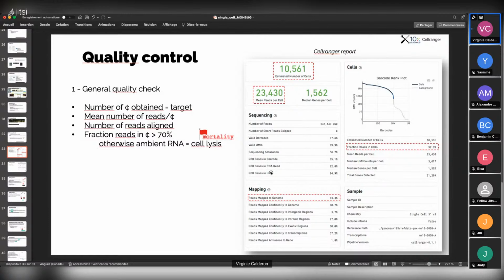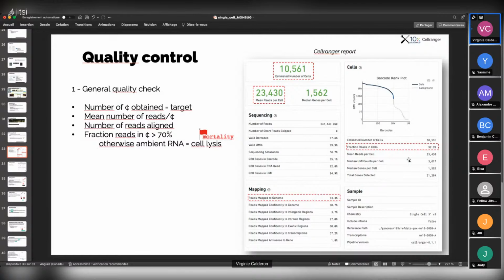Also, for the mapping, as I told you, they use the STAR software for mapping to the reference genome. You need to check how the reads align to the reference. Here, more than 90% of reads align to the reference, so everything is good here.